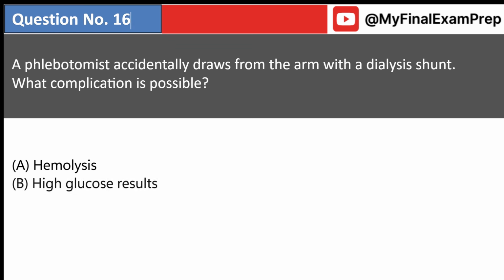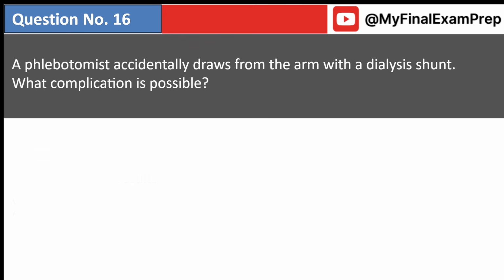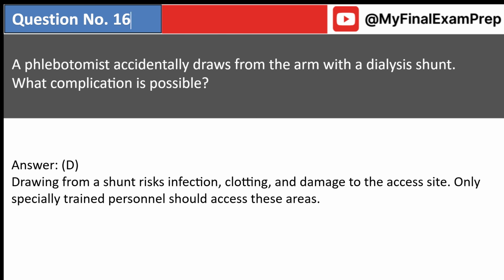A phlebotomist accidentally draws from the arm with a dialysis shunt. What complication is possible? A. Hemolysis. B. High glucose results. C. Vein collapse. D. Infection and clot formation. Answer D. Drawing from a shunt risks infection, clotting, and damage to the access site. Only specially trained personnel should access these areas.